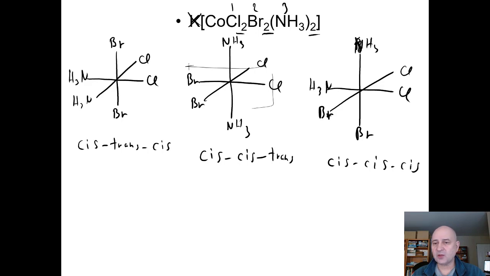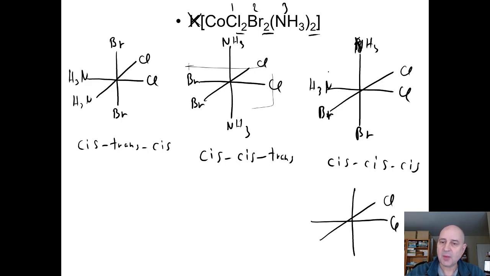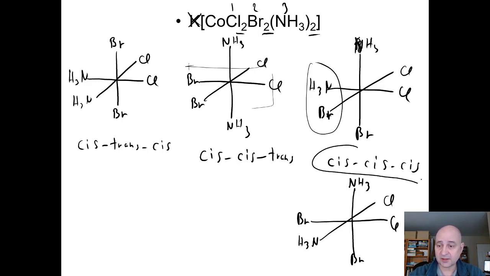So for the cis, cis, and cis, if we look for mirror planes, we don't have any. So there is a stereoisomer. You can draw it, and the best way to do it would be, let's see, I'm going to put these in cis. I'm going to take these two groups and exchange them. So I'm going to keep the NH3 here and the Br here, and I'm going to just exchange them. Br and H3N. This is also cis, cis, and cis.